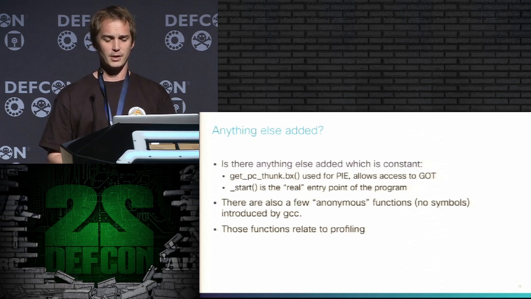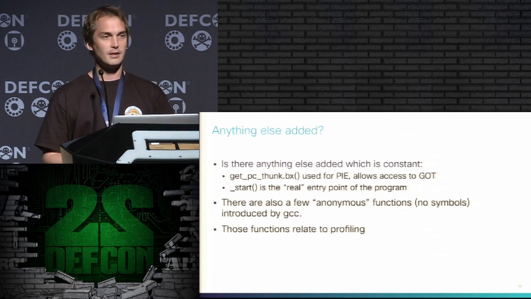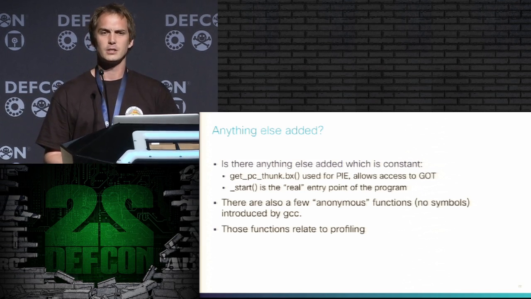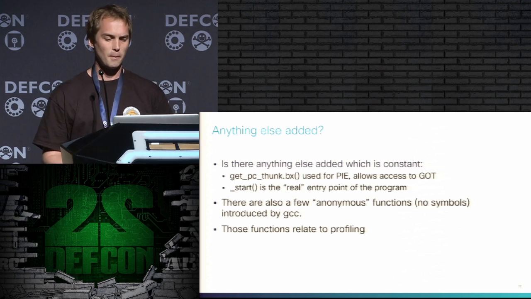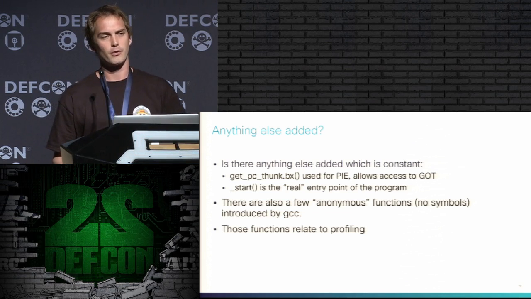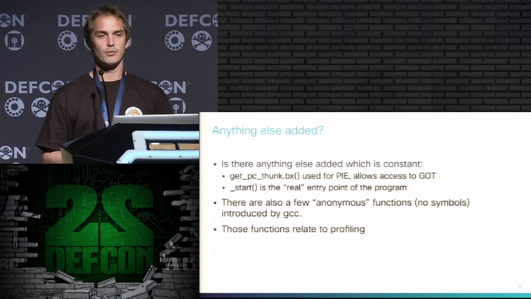So I went back to my binary and asked, is there anything else which is added that I could use? I looked at the binary and there's a bunch of functions which are added by GCC in some cases. They've got no symbols attached to them, so it's hard to figure out what they do, but they're just a bunch of anonymous functions which are inserted into your program. If you look at the disassembly, you'll see some functions with no symbols associated, they're just there.